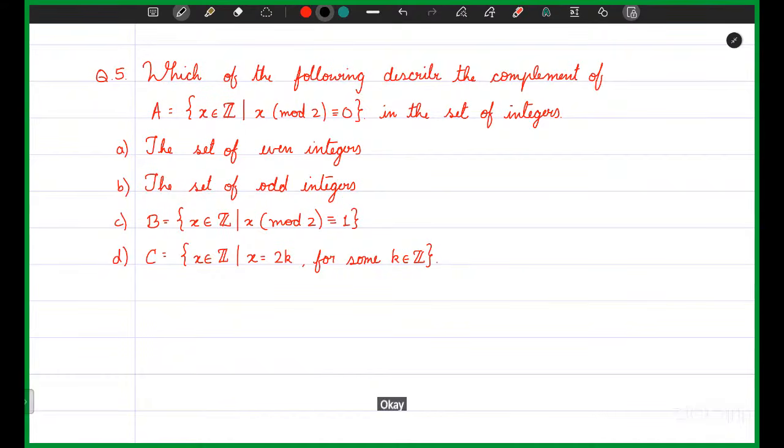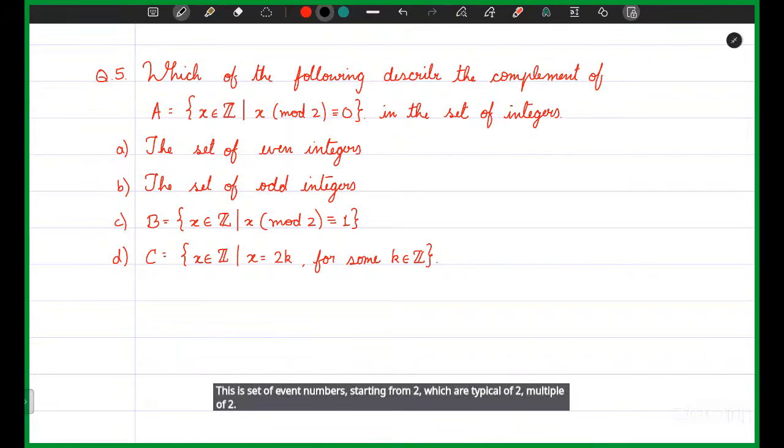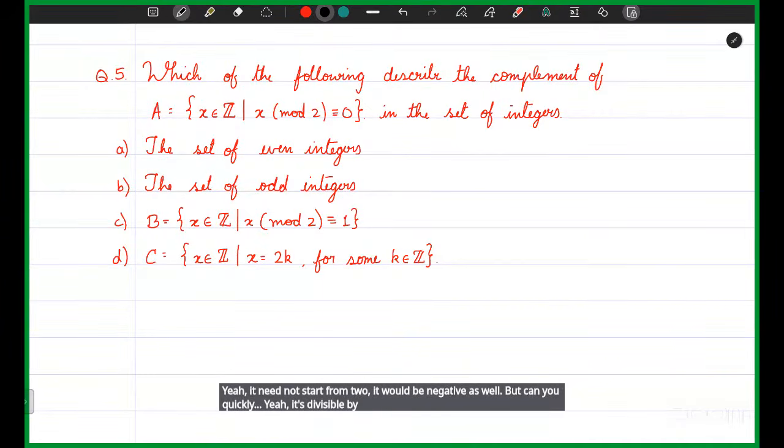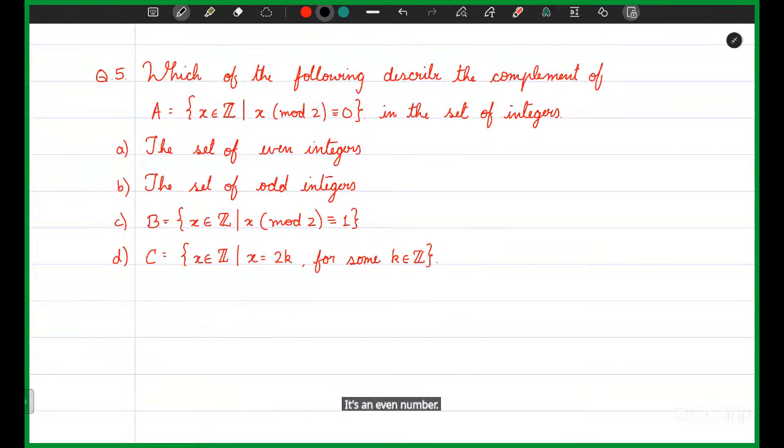So he was asking about the complement of A. So what is this set A? It's a set of even numbers, divisible by 2, multiples of 2. It need not start from 2; it could be negative as well. But yes, it's divisible by 2. So divisible by 2 means it's an even number. The set of even integers.